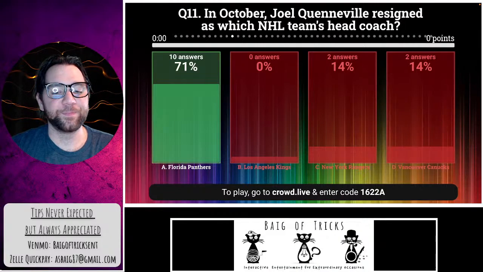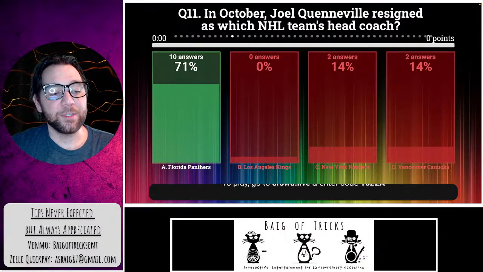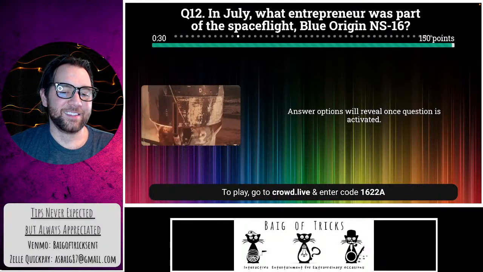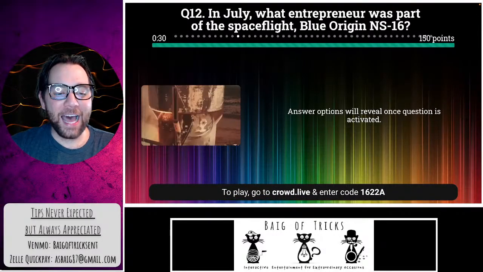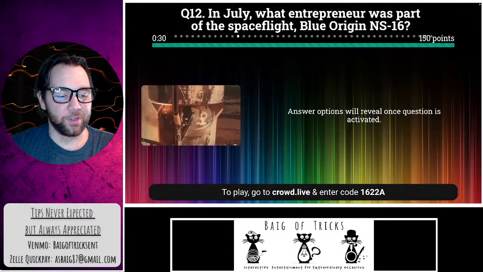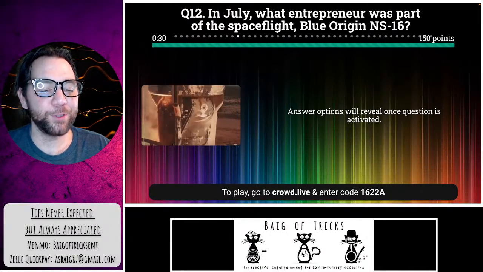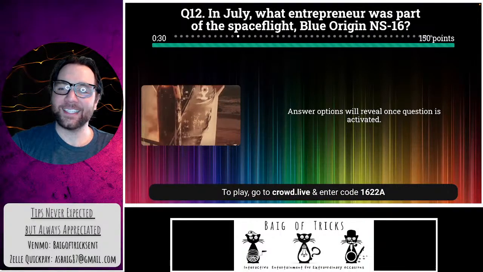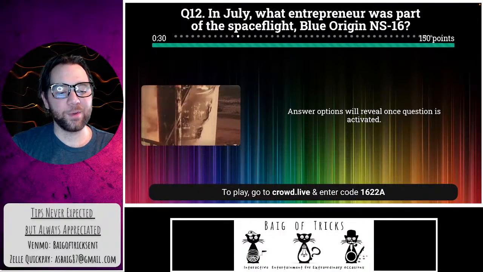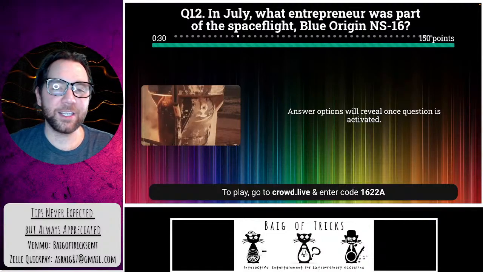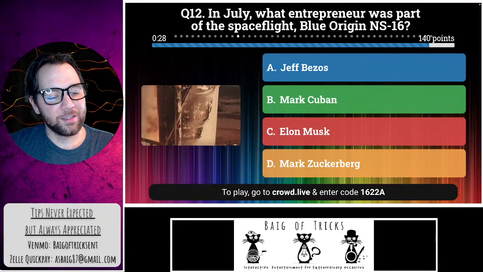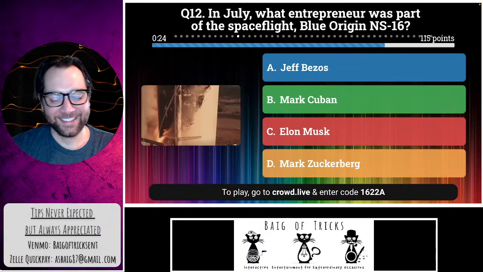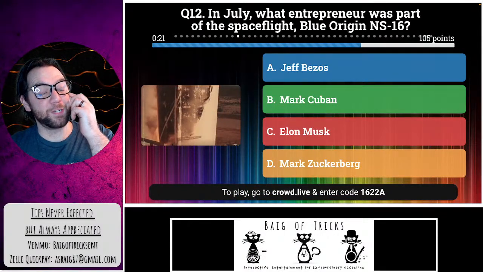All right, question number 12. In July, what entrepreneur was part of the spaceflight Blue Origin NS-16? Blue Origin NS-16, who was on it? Was it Jeff Bezos, Mark Cuban, Elon Musk, or Mark Zuckerberg? Musk. CEO, entrepreneur. Born in 1964.